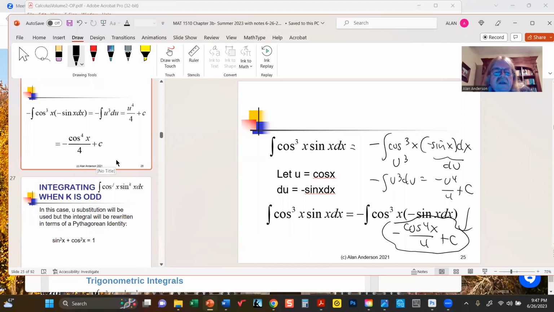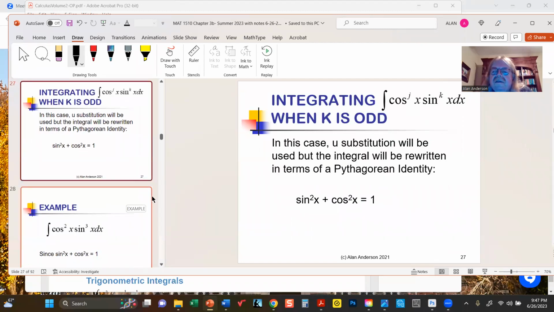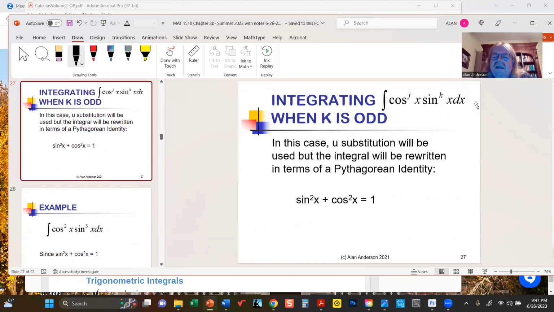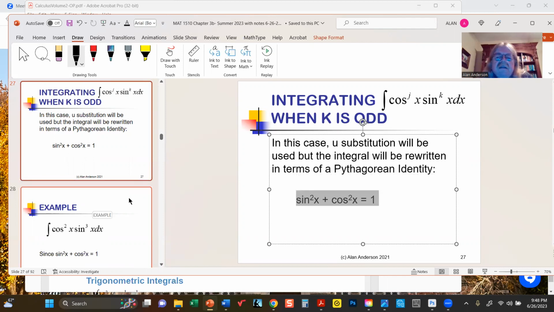Now, here's an interesting case. What if we have this? The difference here is that the sine is not raised to the first power. It's raised to some arbitrary power k, and we're assuming that k is odd. So it could still be 1, but it could be 3, it could be 5, it could be 7. Then we're going to need this Pythagorean identity to help simplify results. Here's an example.